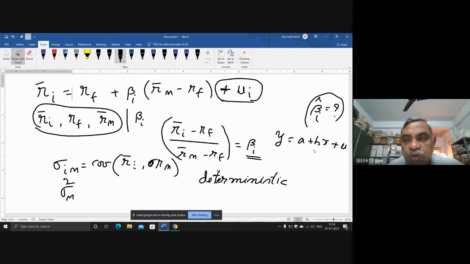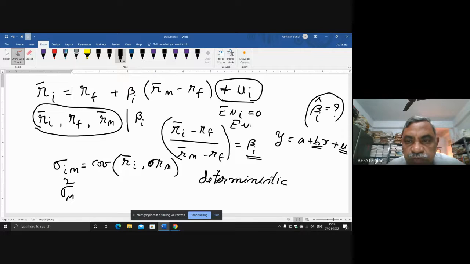Okay. So now here you have to estimate b. Using your least squares principle, etc., you have to estimate b. For that purpose, you need to make some assumptions concerning u. What are those assumptions? The mean of u, that is expectation of ui, should be equal to 0.